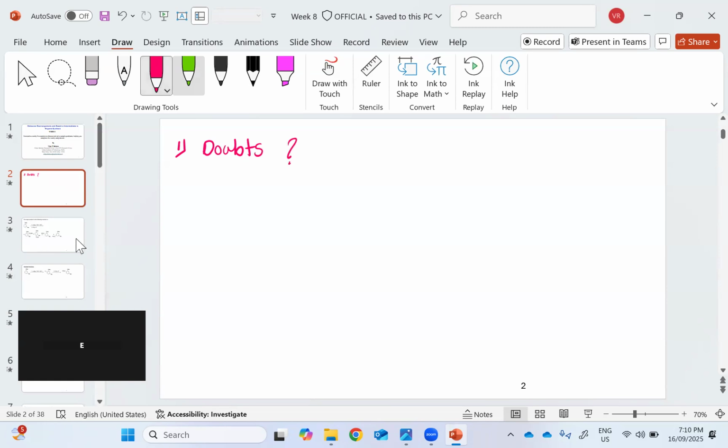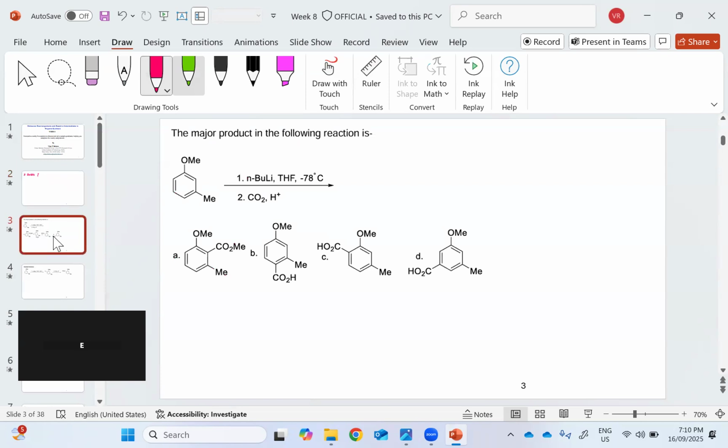Please stop me in between if you have any doubt. I will take the questions one by one. So here is the first question for today's session. The question states: major product formed in the following reaction. So we need to identify which is the major product formed in this one.